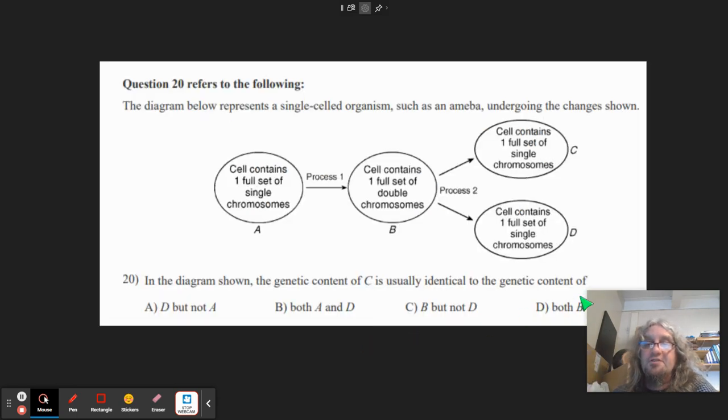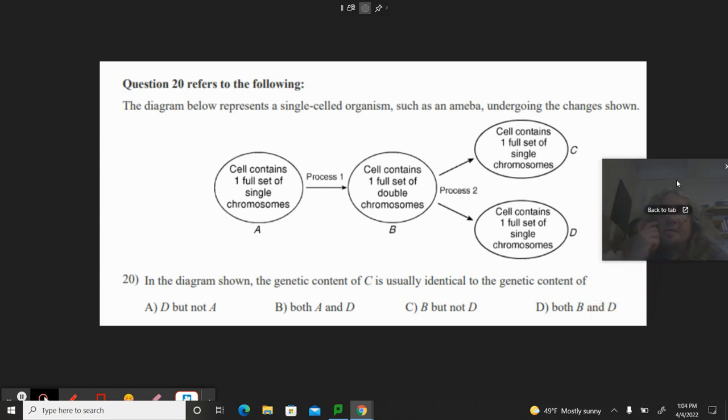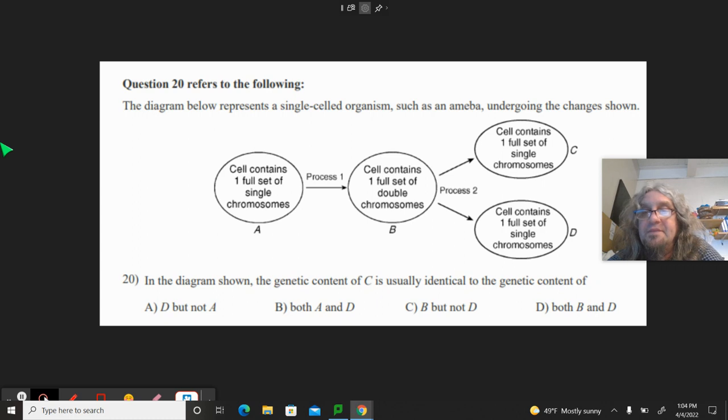Question 20 refers to the following. The diagram below represents a single-celled organism, such as an amoeba, undergoing the changes shown. In the diagram shown, the genetic content of C is usually identical to the genetic content of answer choice A, D, but not A. Answer choice B, both A and D. Answer choice C, B, but not D. Or D, both B and D.